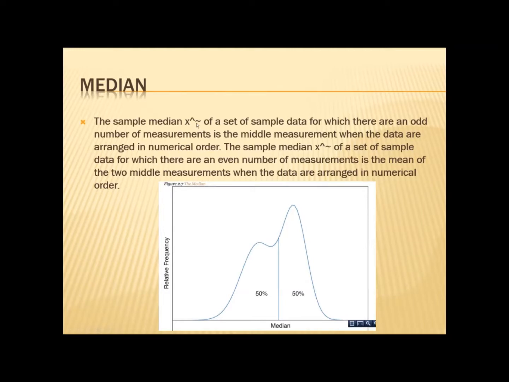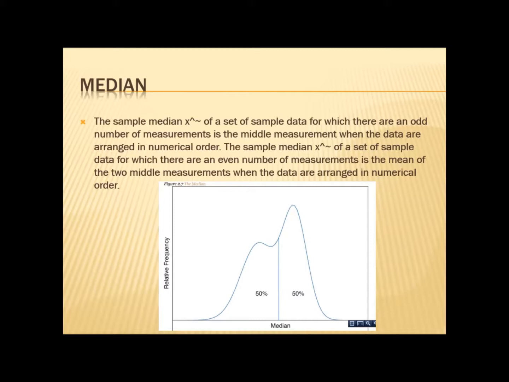Now let's look at a median. A median has a tilde representation on top of it, just like the mean has a bar. So the sample median of a set of sample data for which there are an odd number of measurements is the middlemost measurement when the data are arranged in numerical order. So if you arrange them in ascending or descending order, the middlemost numerical observation is the median. Okay, and it is different from the mean depending upon how your data is collected or the nature of your data.